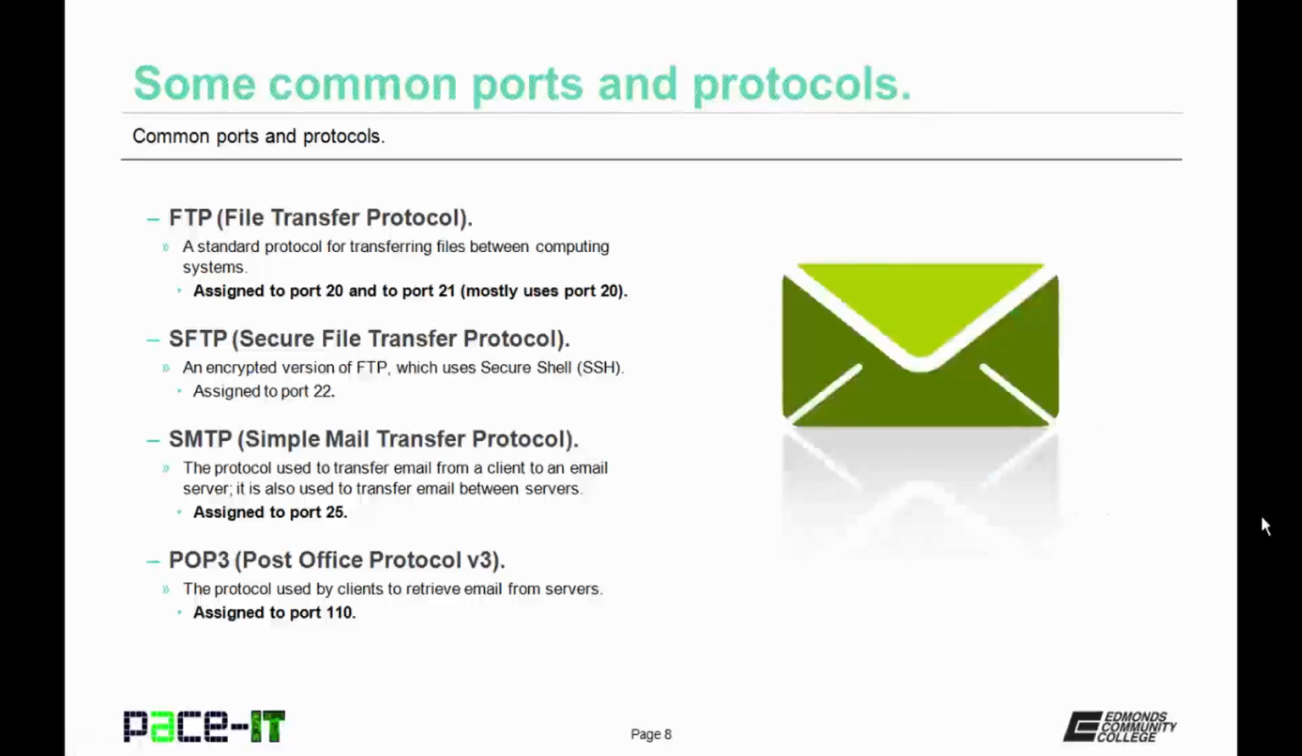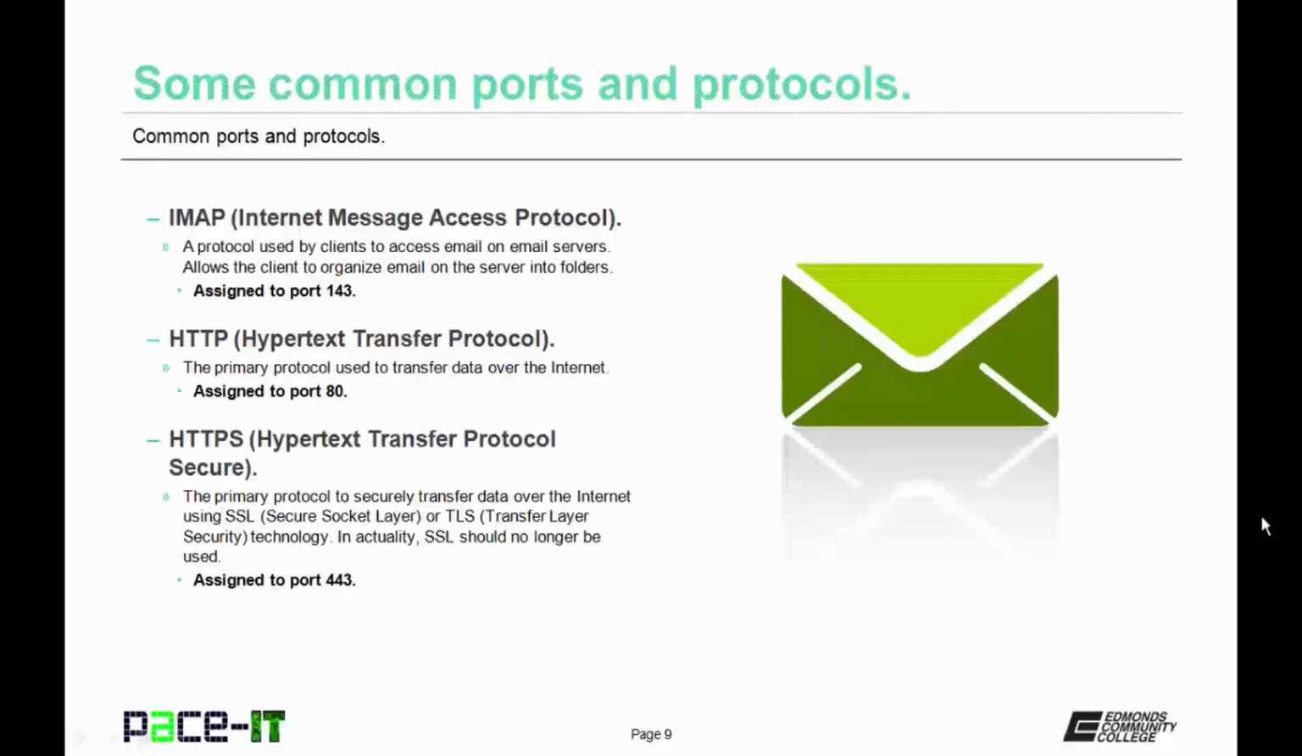Then we have SMTP, Simple Mail Transfer Protocol. This is the protocol that's used to transfer email from a client to an email server. It is also used to transfer email between email servers. By default, it's assigned to port 25. Then we have POP3, Post Office Protocol version 3. This is the protocol that's used by clients to retrieve their email from email servers, and it's assigned to port 110.